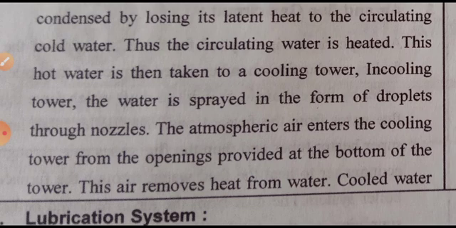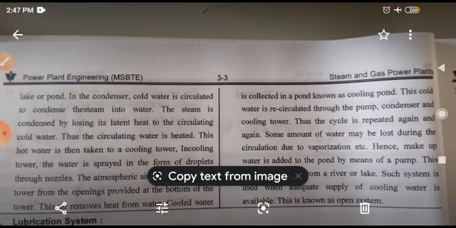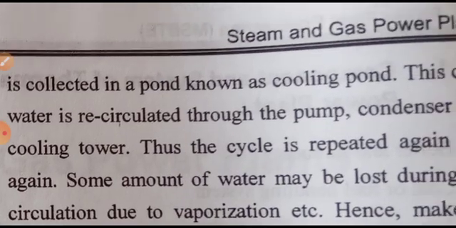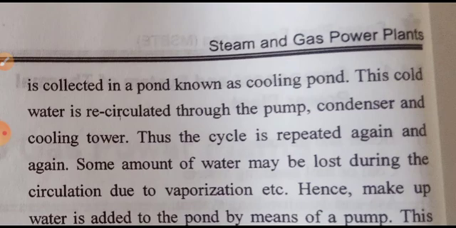In the cooling tower, the water is spread in the form of droplets through nozzles. The atmospheric air enters the cooling tower from the openings provided at the bottom of the tower. This air removes heat from the water. Cold water is collected in the pond known as the cooling pond. This cold water is recirculated through the pump, condenser and cooling tower. Thus the cycle is repeated again and again.